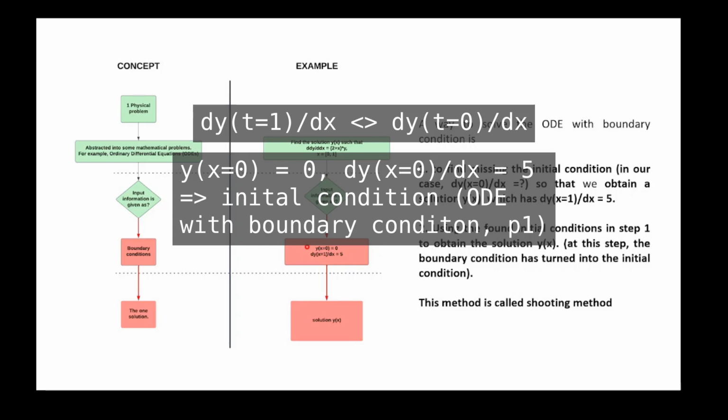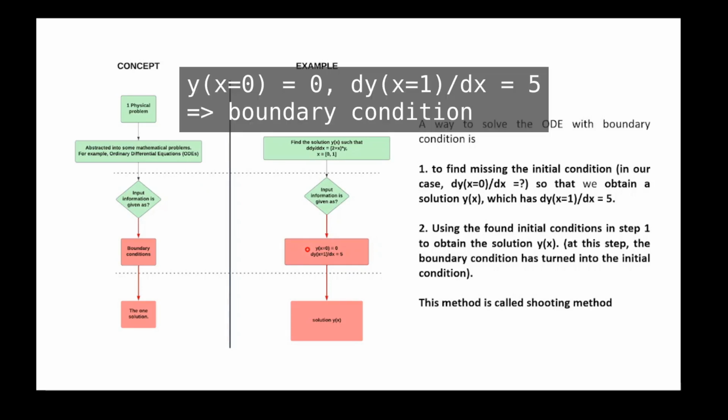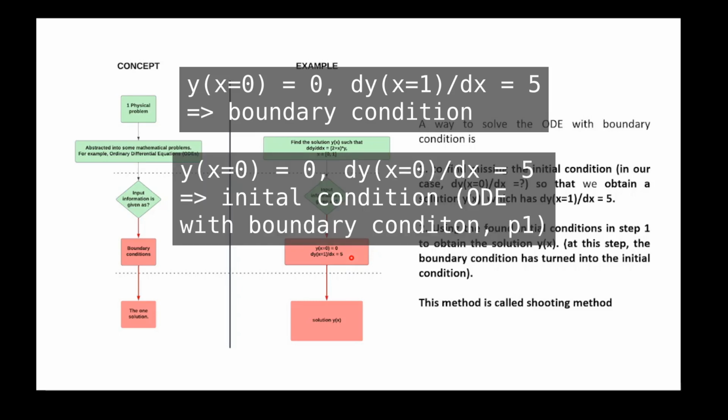However, here the zero derivative, the function itself, is evaluated at the boundary x equal to 0, while the first derivative of y is evaluated at the other boundary, x equal to 1. The value of the first derivative at the other boundary where x equal to 1 is 5. So there's a slight difference in this input information compared to the initial conditions in the previous video, ODE with boundary condition part 1.